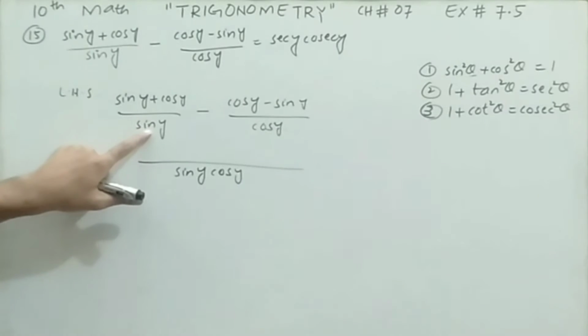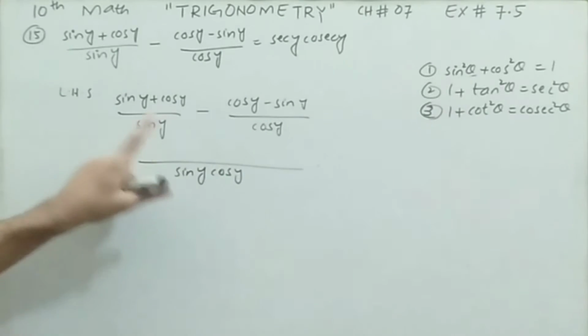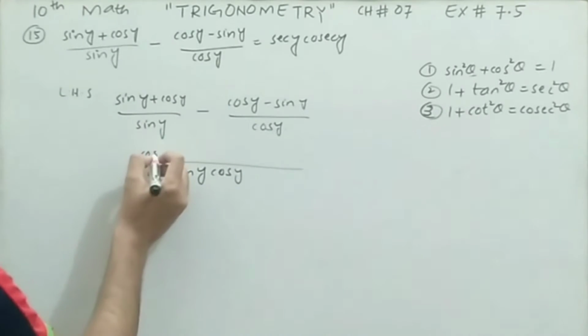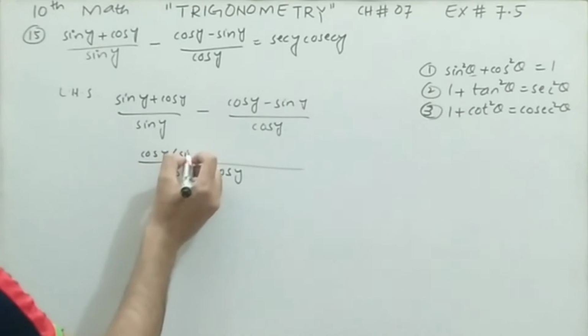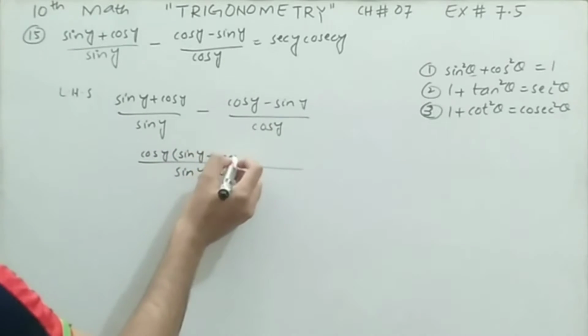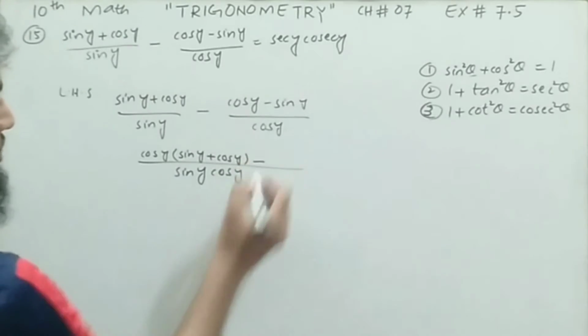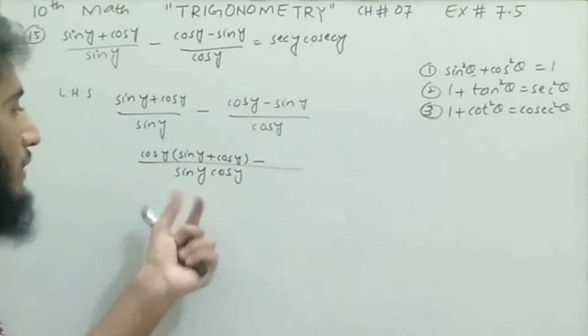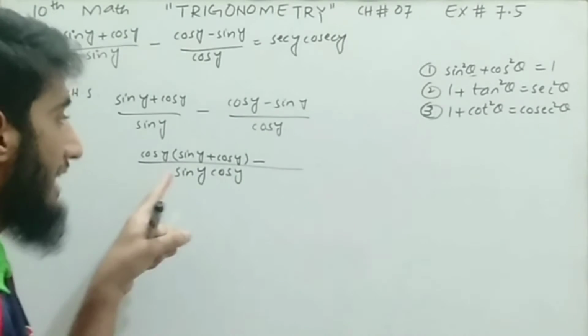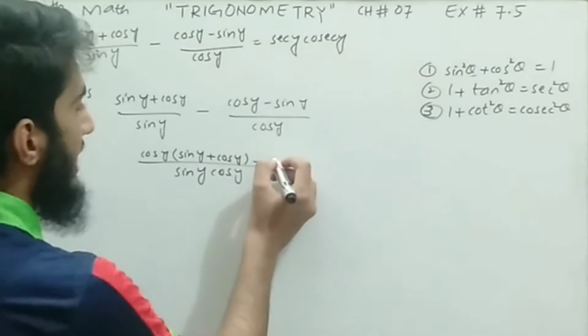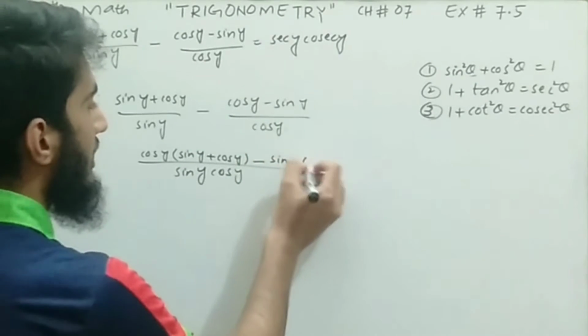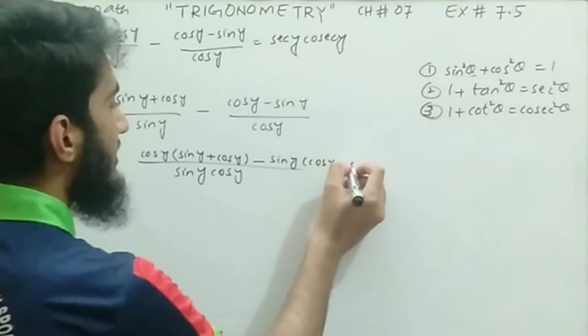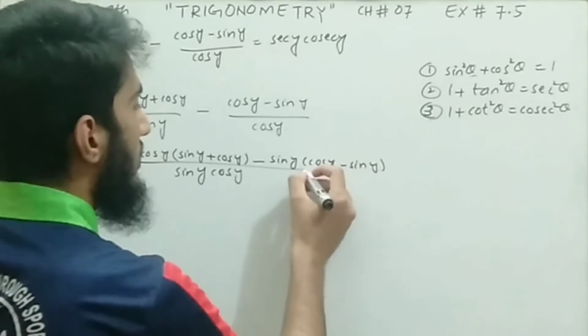Over here, if we multiply sin y into cos y, so that cos y will multiply with the numerator. So cos of y multiplied with sin y plus cos of y. In the middle we have a negative sign. Cos y multiplied by sin y will give us sin y cos y. So multiply that sin y with cos of y minus sin y.